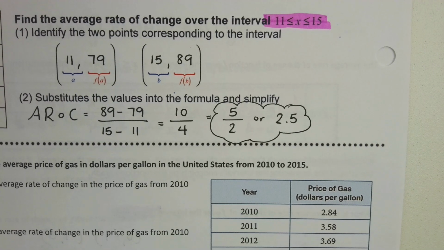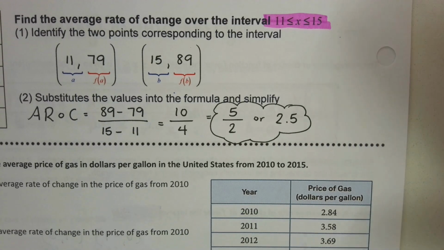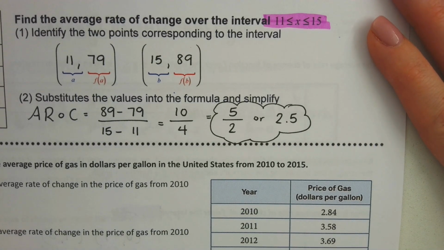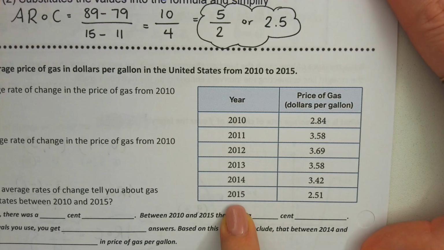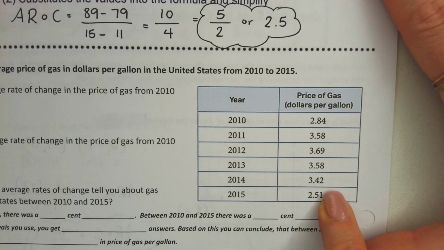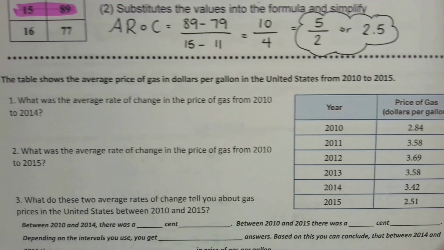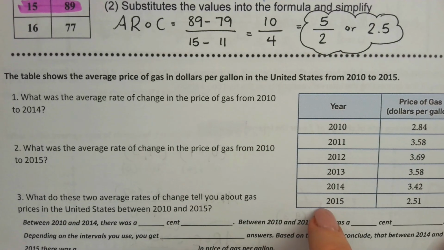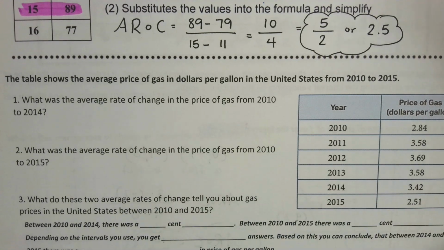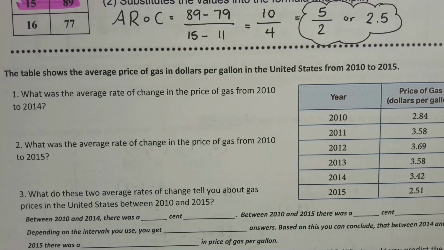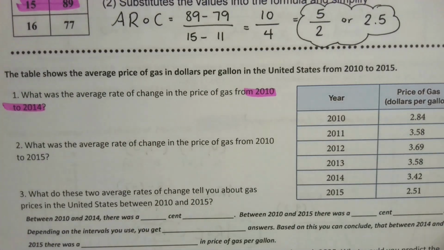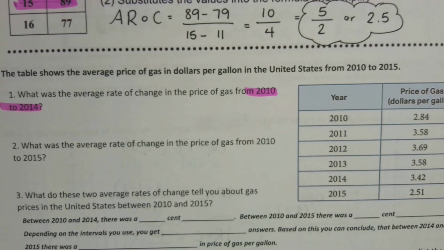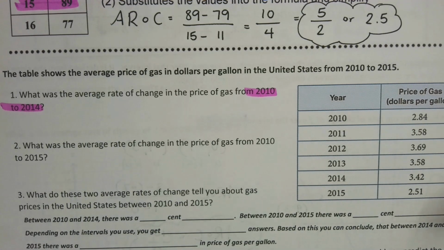Getting the hang of it? All right. For the next four, all four of the next ones are going to use the same table. This table talks about the different years and price of gas in dollars per gallon. It shows it from 2010 to 2015. The first one we're asked to do is find the average rate of change in the price of gas from 2010 to 2014, which means we only want to use those 2 points to calculate the rate of change.